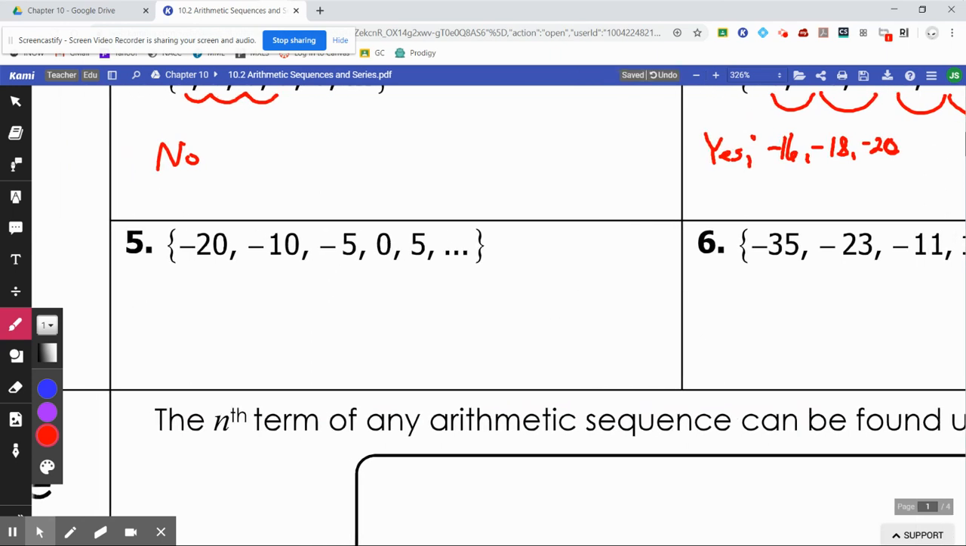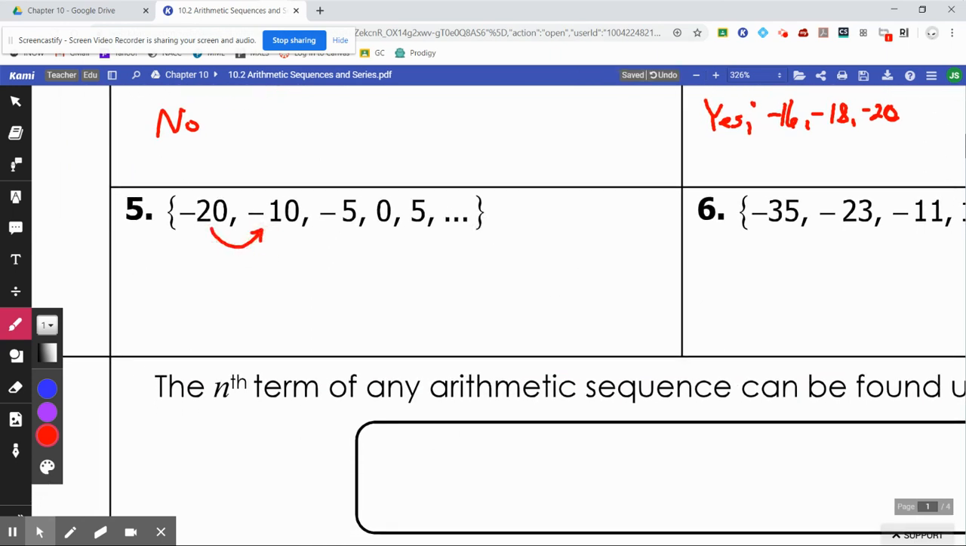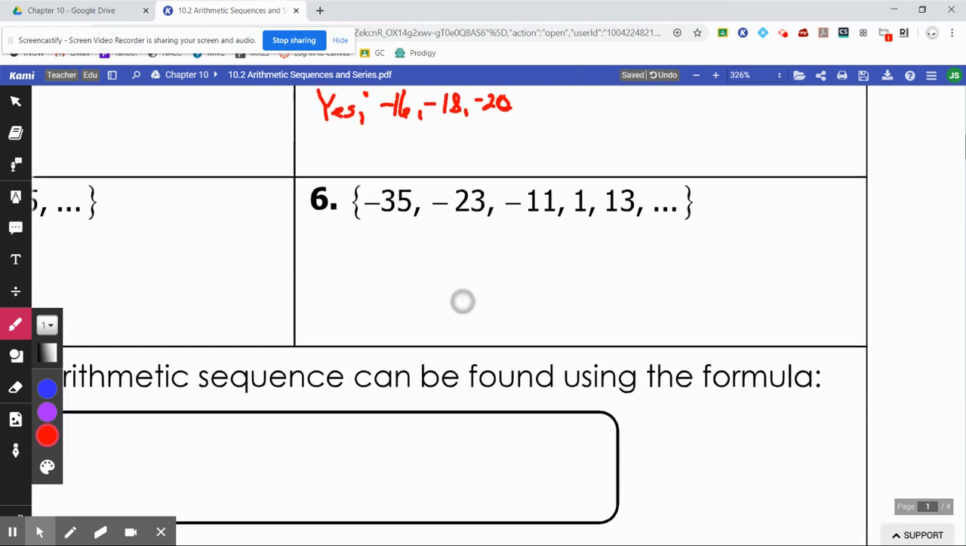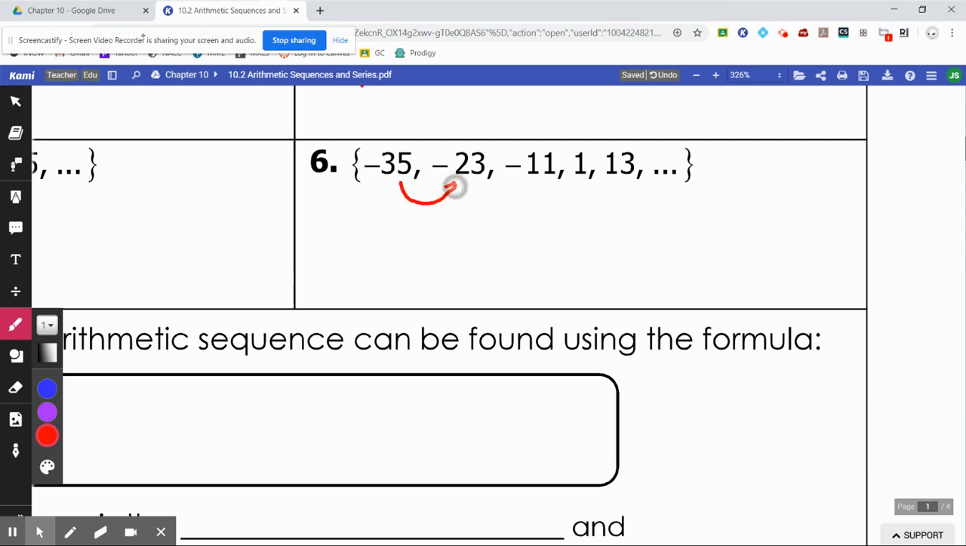Number 5, we went up 10, then we went up 5, so we can stop there. So it's not a constant common difference. Here you're going to go up 12 again, up 12, up 12. So yes, there's a common difference of a positive 12, not positive or negative, a positive 12. So it is arithmetic. And the next three terms, going up 12, would be 25, 37, and 49.